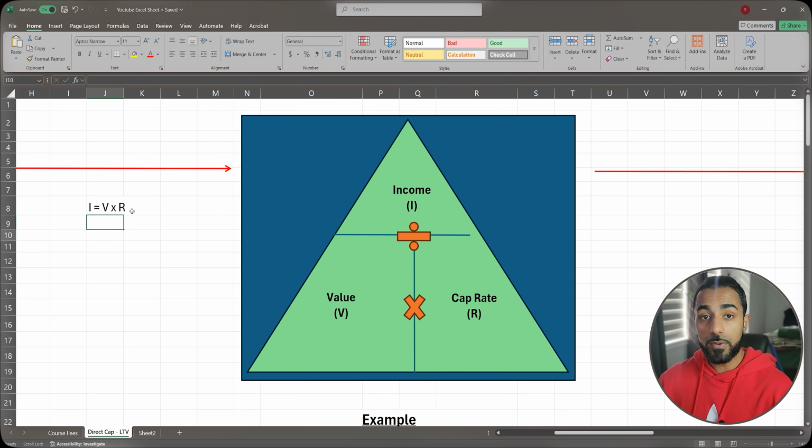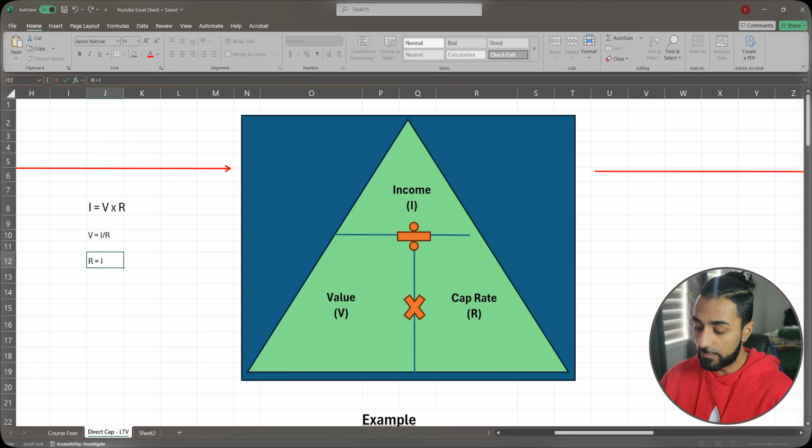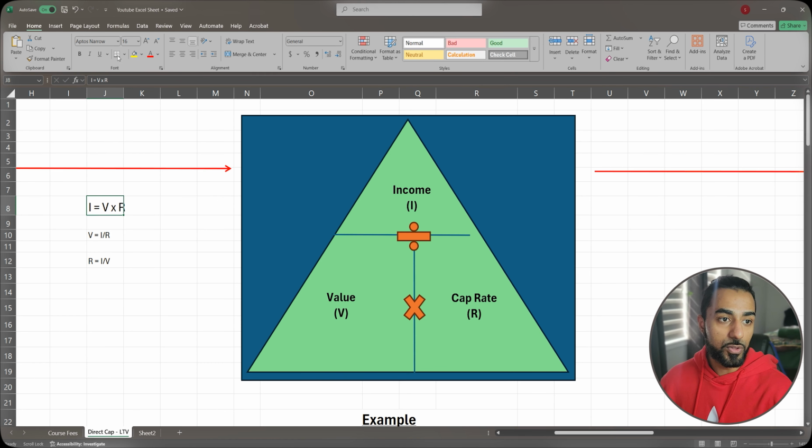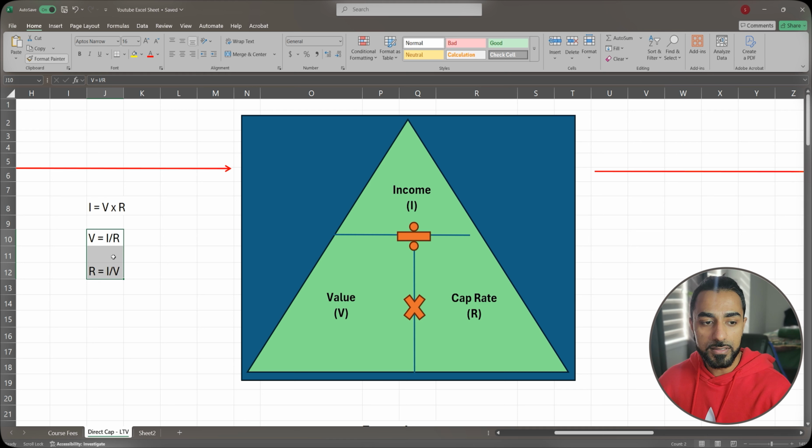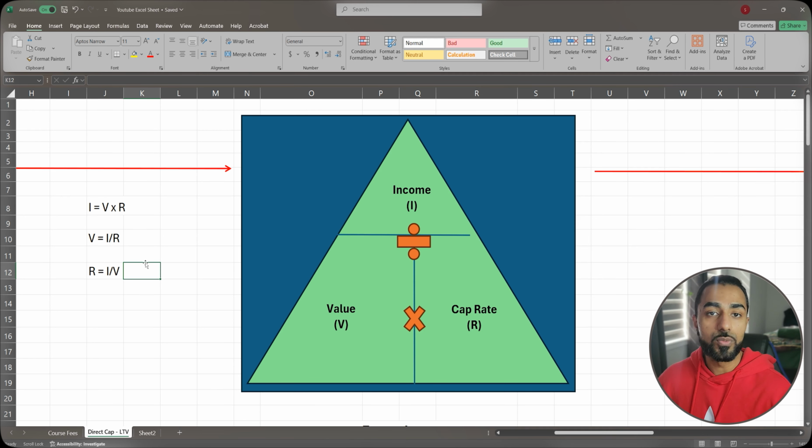If I want to find V, the value of this property, I simply do the remaining two operations, which is I divided by R. So V equals I divided by R. And if I want to find the cap rate, R, then I do the remaining two operations, I divided by V. So R equals I divided by V. These are our three formulas. Again, they're the same formula, we just rearrange them.